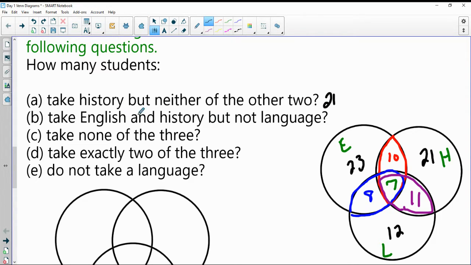Okay. Second, take English and history, but not language. So I need English and history, but no language. So we already have that. That's this one right here, which is 10. Okay, take none of them.